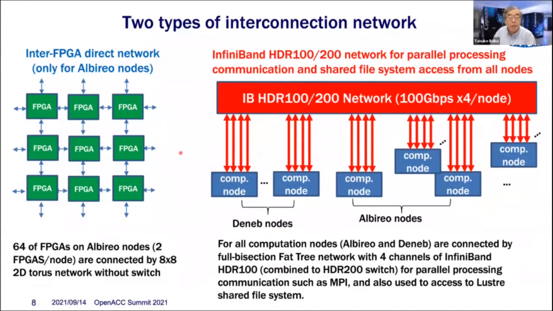So as I told you, there are 2 kinds of networks. One is an InfiniBand fat tree network as in an ordinary GPU cluster, and the other one is the FPGA original network. Since each node of the Albireo has 2 FPGAs, we have in total 64 FPGAs spread into 32 nodes. So we constructed an 8x8 torus network using the 4 channels of each FPGA.